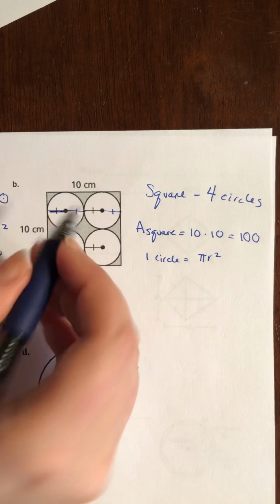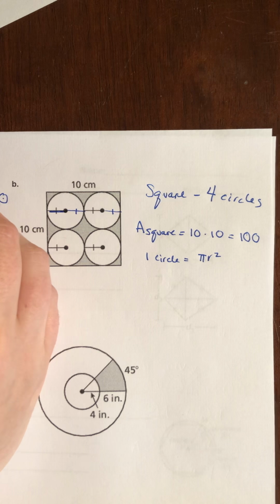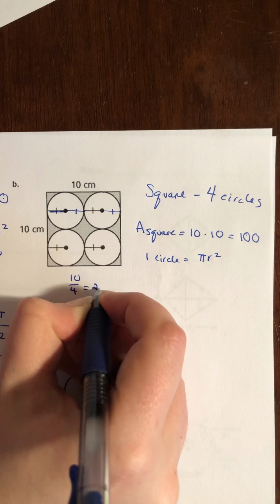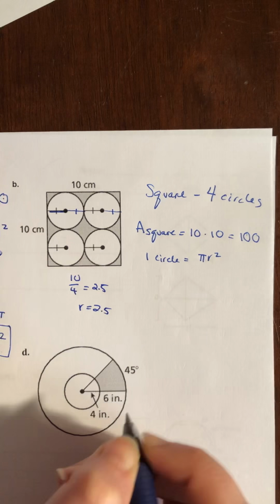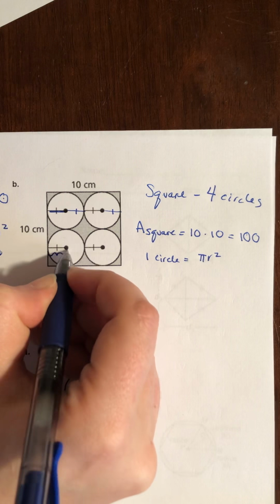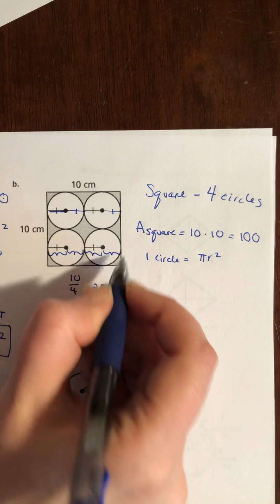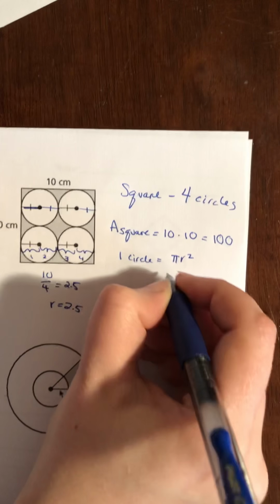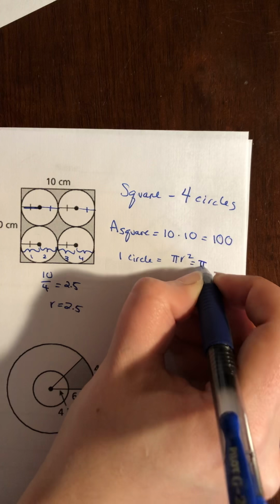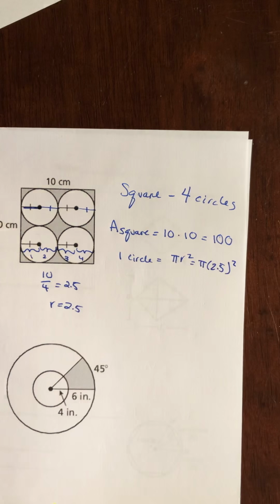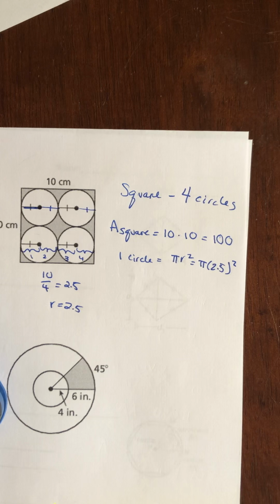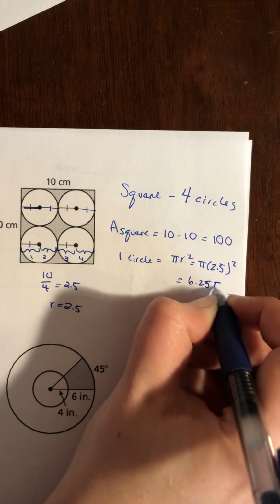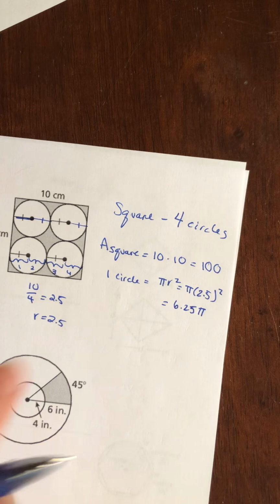So it's actually going to be a fourth of 10. Each of these radii are going to be 2.5. So you have 1, 2, 3, 4. So the area of the circles are going to be pi times 2.5 squared or 6.25 pi. Remember, I want 4 of those.